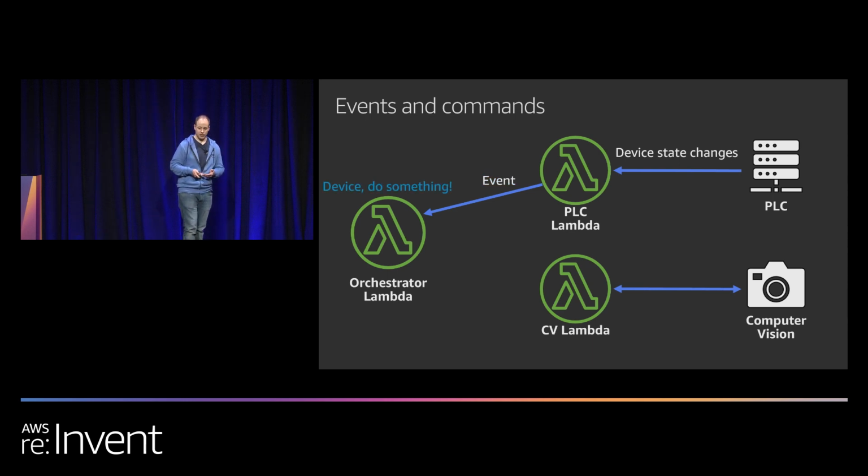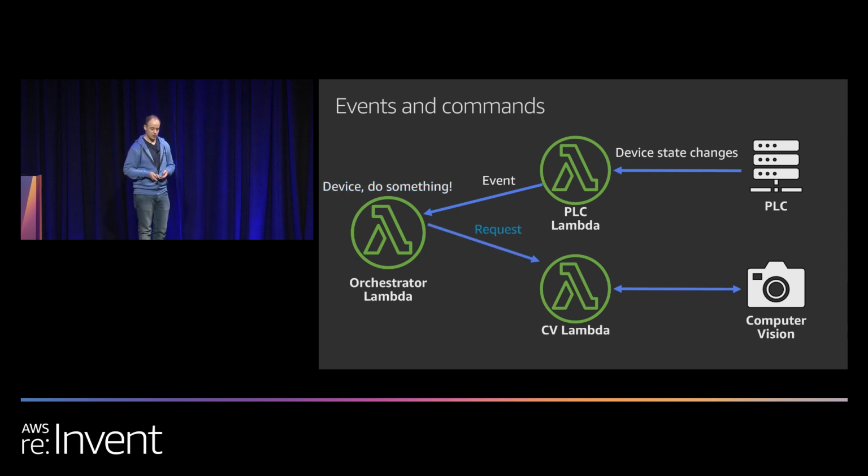The orchestrator is then going to say, okay, now that I have that information, I probably want to do something with it, so I'm going to send a command to the computer vision lambda, and the command is made up of a request and response message. So when I'm using these terms, events and commands, that's really just the modeling that we're layering on top of the messages passing between lambdas. An event is the fire and forget single direction message, and a command is a request response style message.